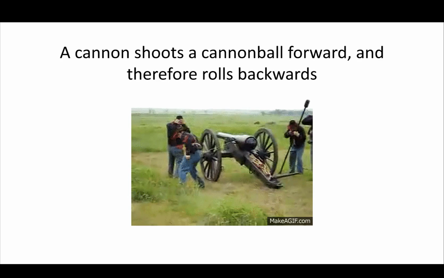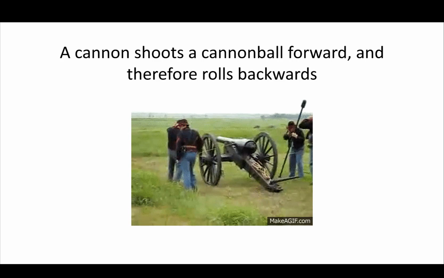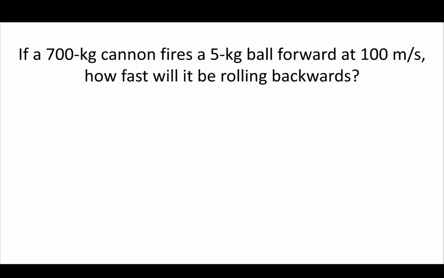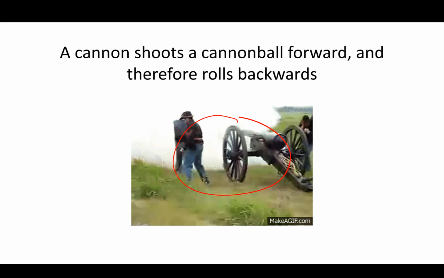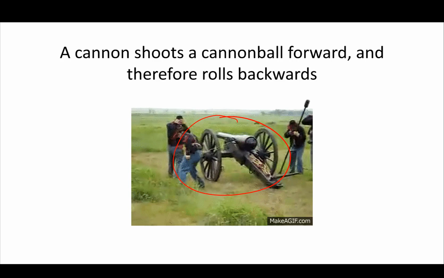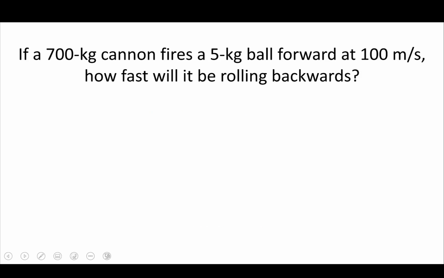Now I told you that a cannon shoots a cannonball forwards and therefore rolls backwards. So if a 700 kilogram cannon fires a 5 kilogram cannonball forward at 100 meters per second, how fast will the cannon itself be moving backwards? Now, notice that initially the cannon and the cannonball are not moving. Initially they are stationary. So we don't have to deal with a change of momentum. We can just deal with the momentum that it has at the beginning and the end. The momentum of the cannon is going to be equal to negative the momentum of the cannonball.